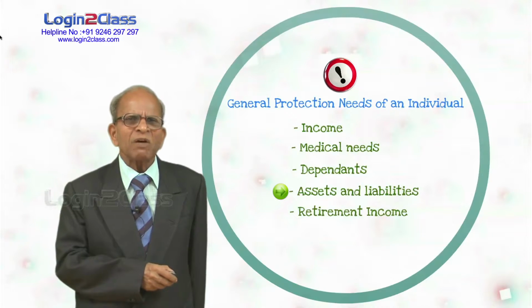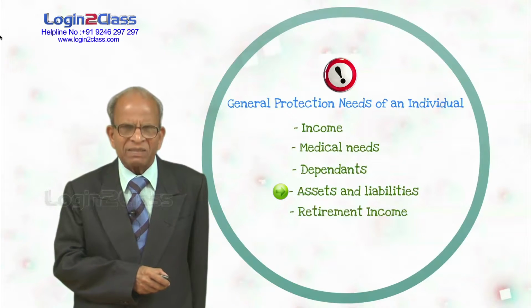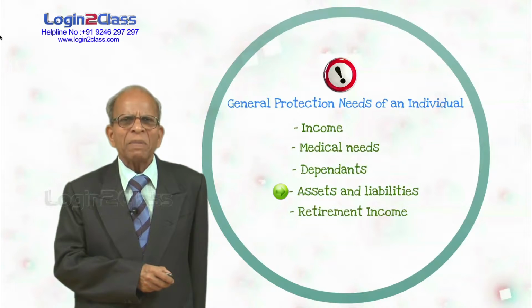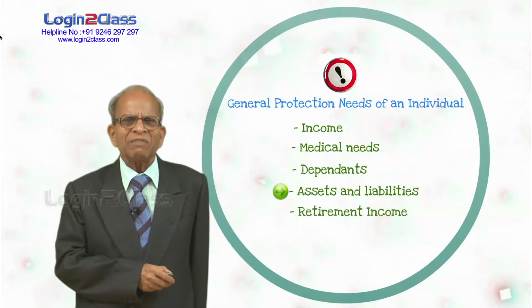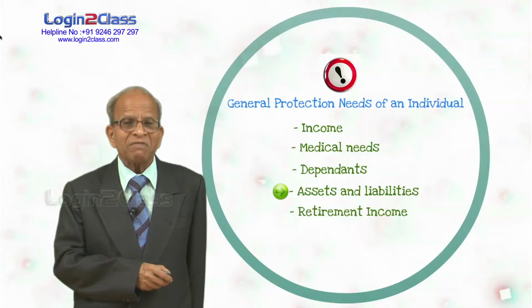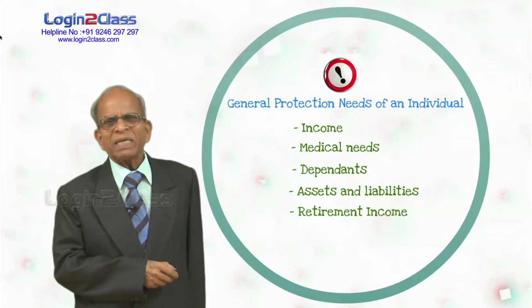The creditors will be after the bereaved family and they have no means of clearing it. Then what will happen? The bank will come and seize the car and the bank will seize the house. The family will be evicted from the house. That should not happen. We have to make some arrangements to see that such adverse circumstances should not arise. Then retirement income.